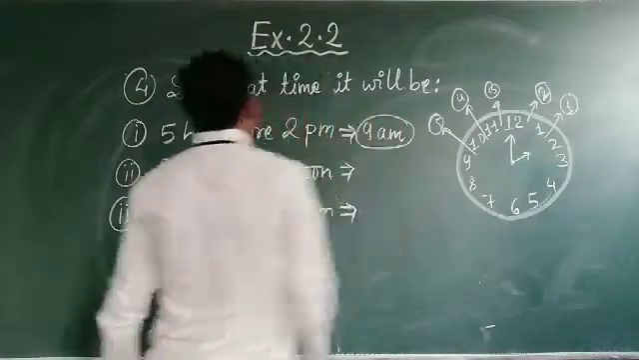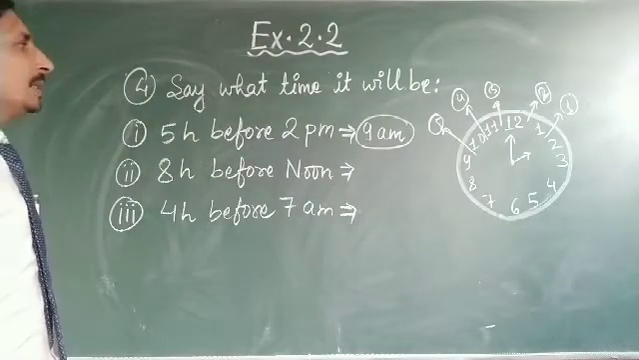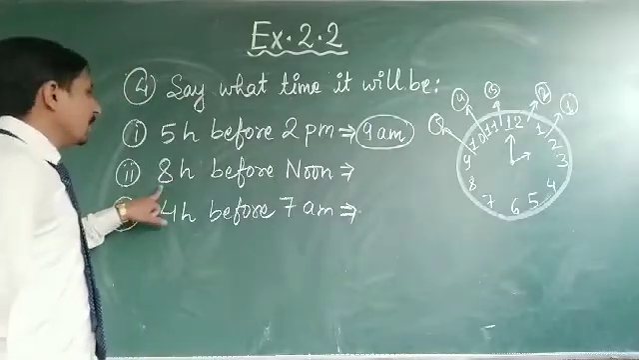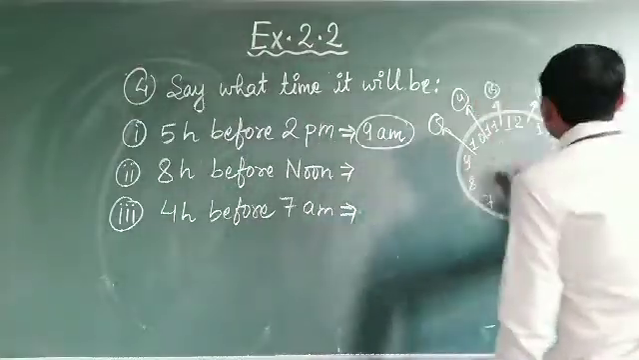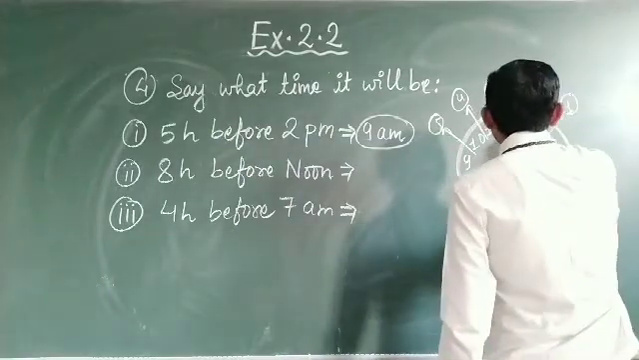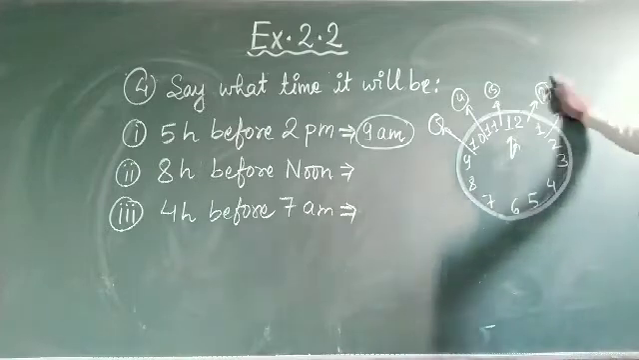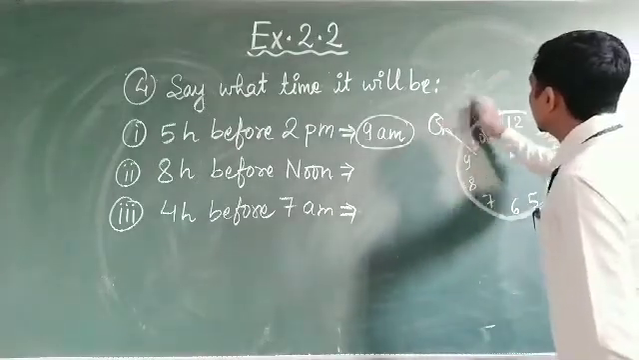So the time 5 hours before 2 p.m. is 9 a.m. Now in question number 2, 8 hours before noon. So you see 8 hours before noon. Now noon means 12 o'clock in the afternoon. So 12 o'clock in the afternoon means we have to go back 8 hours.